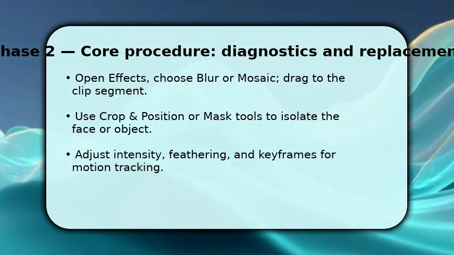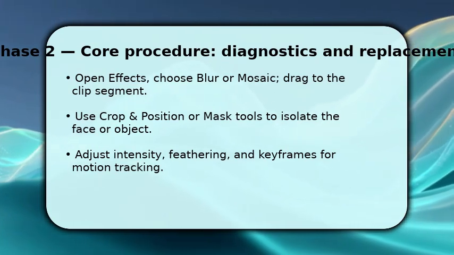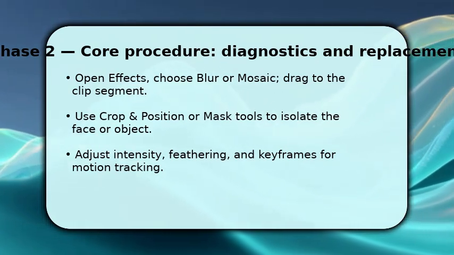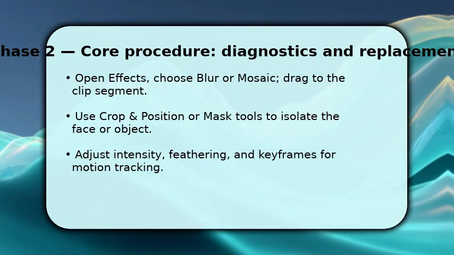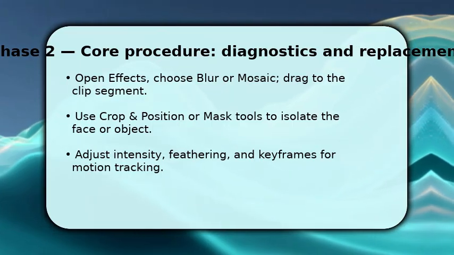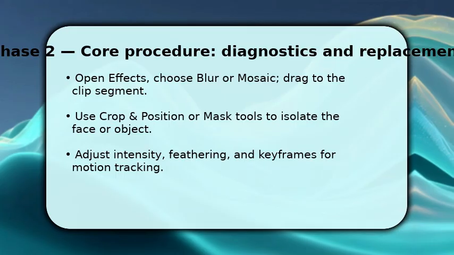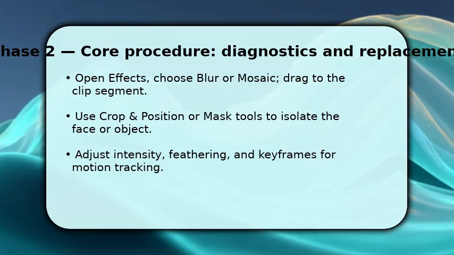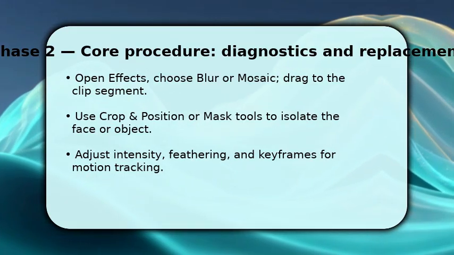Next, add the blur effect from effects to the selected clip segment and position it immediately. You're doing this to ensure the whole area is covered. Then, switch to crop or mask options and draw a tight mask around the subject. Make sure to feather the edges slightly so the blur blends naturally.